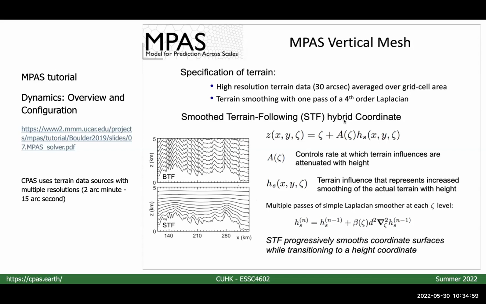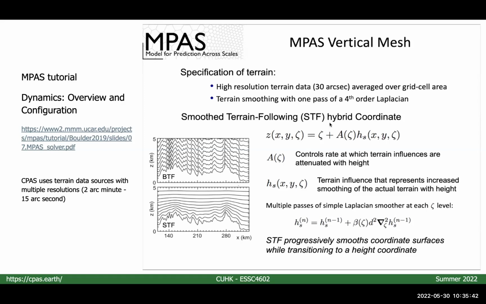So let me explain the adjective hybrid. Hybrid means the lower part follows terrain more, but the upper part does not. It follows just geometrical height more. So it is called hybrid. And smoothing is done by some smoothing operators, like the Gaussian filter Jimmy has shown you earlier, but here it does not use the Gaussian filter. It uses another mathematical technique to do the smoothing.